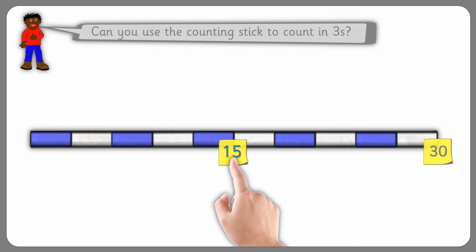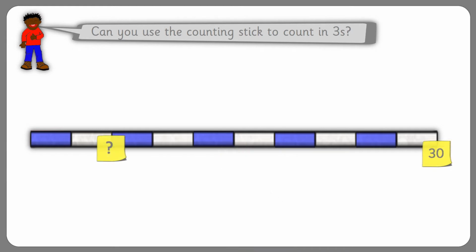Okay, let's do one more counting backwards. Shall we work this one out together? Starting at 30, here we go. 30, 27, 24, 21, 18, 15, 12, 9, and 6 was the mystery number this time. Well done, everybody.